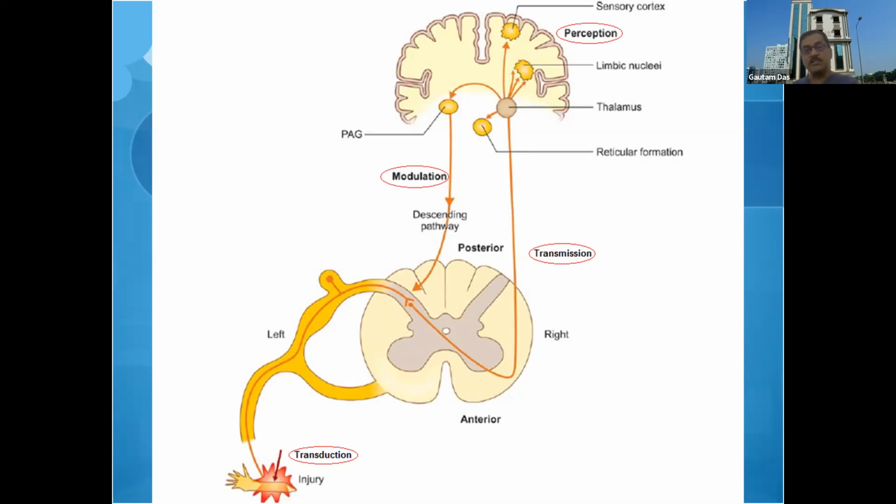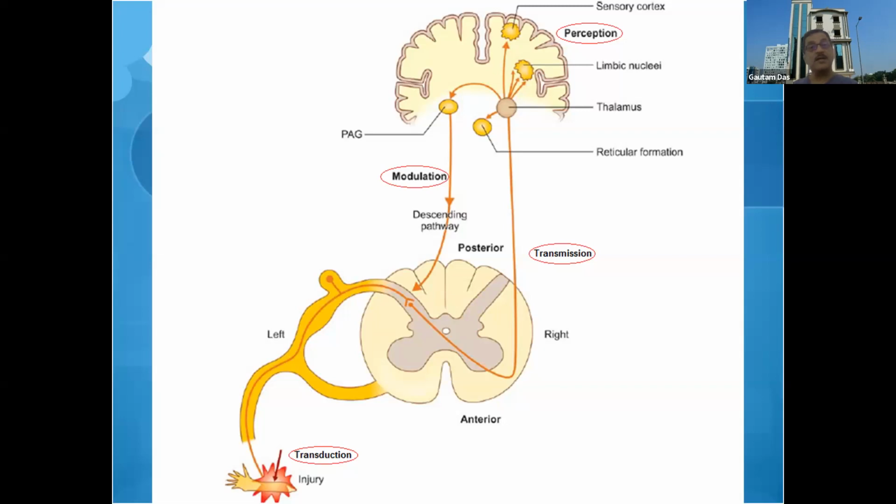Now this is the body's own homeostatic mechanism. That means suppose somebody is having pain, the body will try to reduce that pain. And one of the very important mechanisms is using its own pain modulation system. So what is pain modulation? Pain modulation is the endogenous mechanism in a healthy individual to suppress the feeling of pain. So a few things to remember.